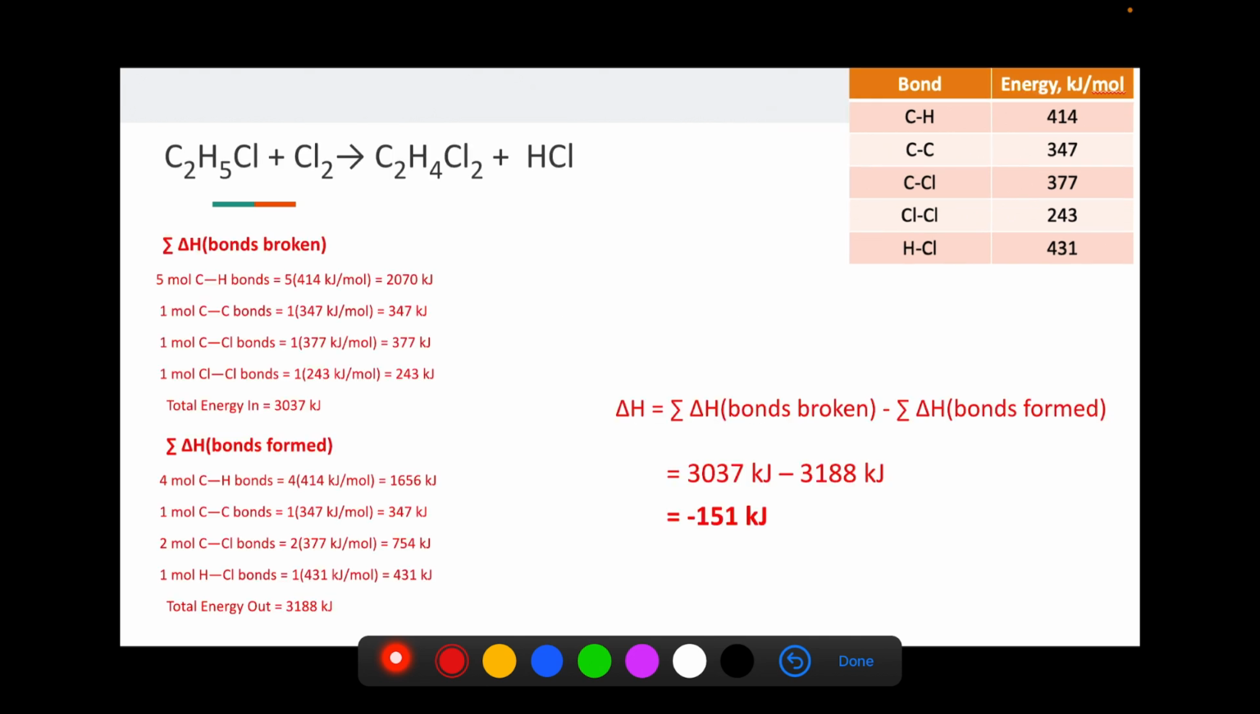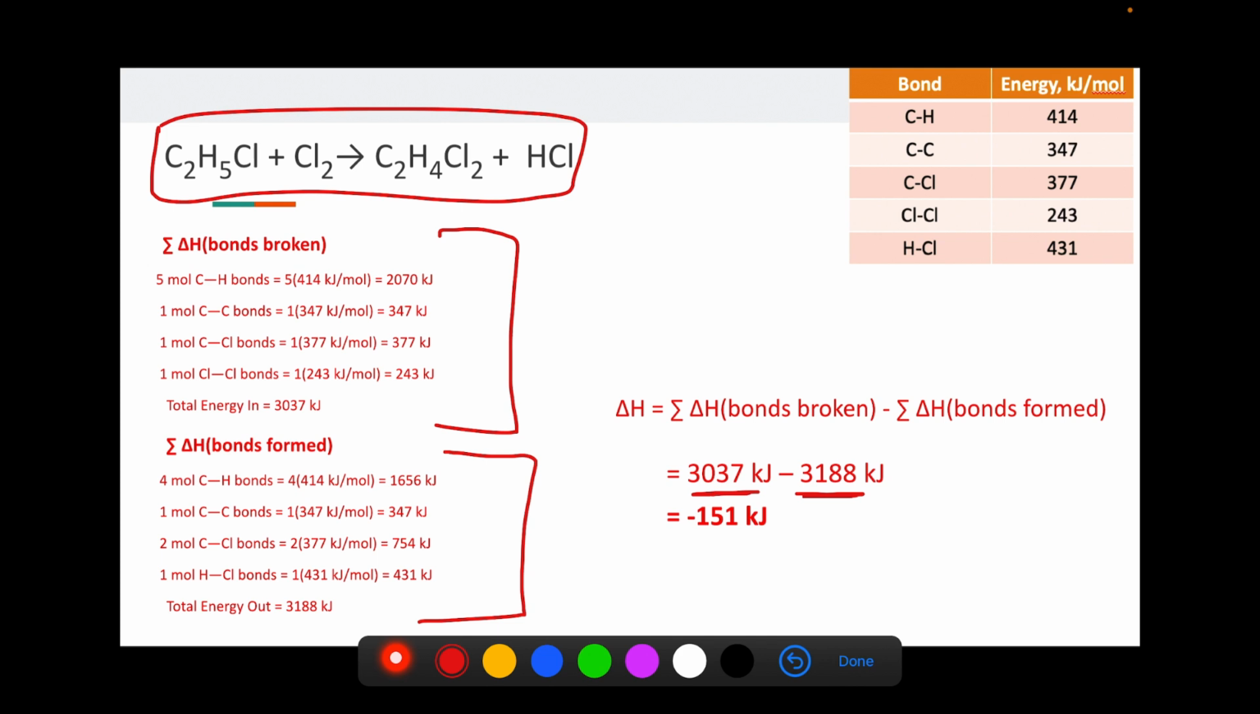Welcome back. Here's what you should have gotten. First, I calculated the energy required to break reactant bonds. Then I calculated the energy released when product bonds formed. Then I subtracted the energy released from the energy gained, and I ended up with a delta H of negative 151 kilojoules, meaning when 1 mole of this reaction occurs, it will release 151 kilojoules. Again, notice that we have gotten out more energy than we put in, so this should be an exothermic reaction, and the negative delta H is consistent with that.